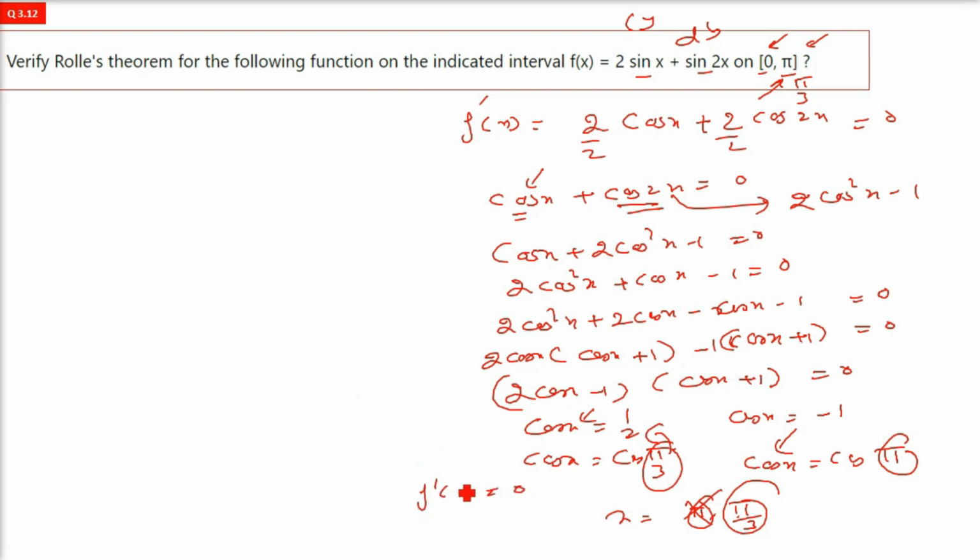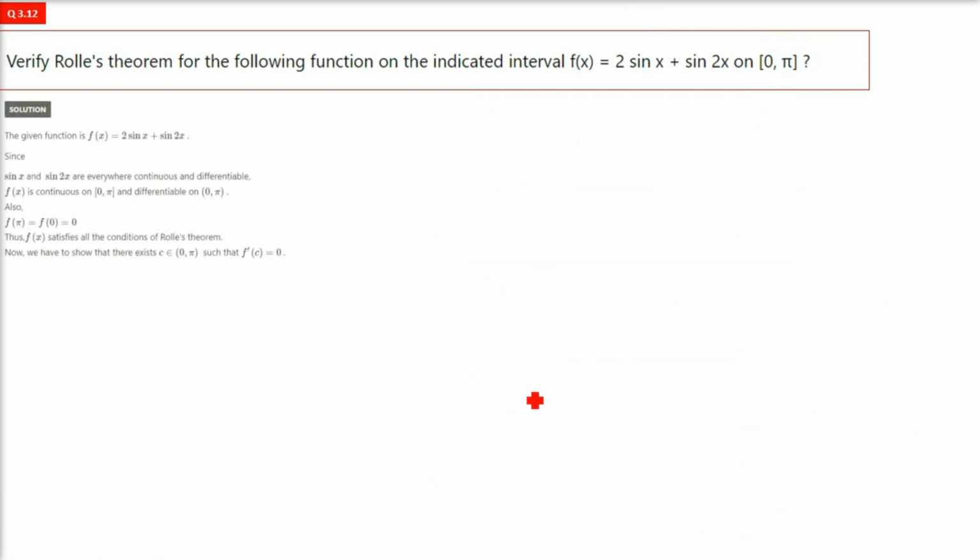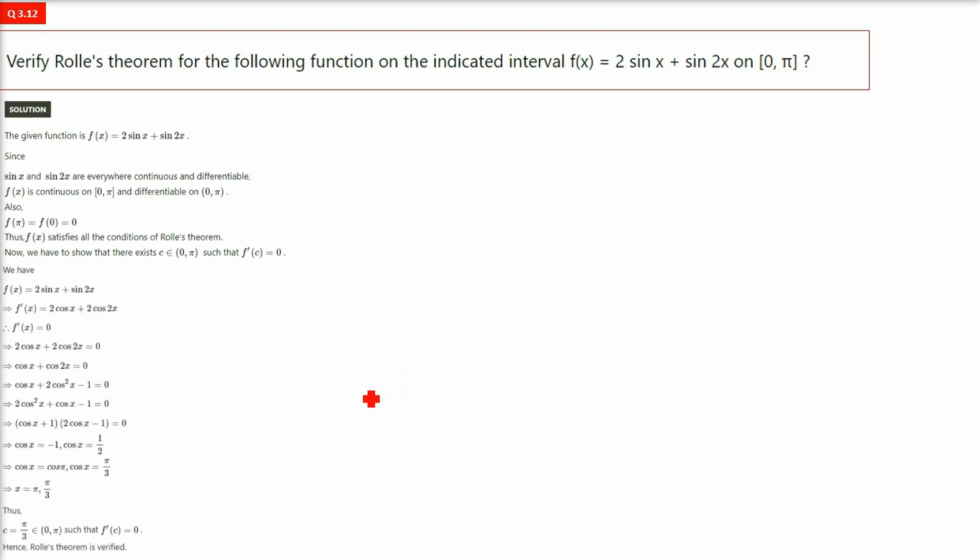So you can say that f dash c is equal to 0. When we put f dash x equal to 0, c was between 0 and pi, and that value is pi by 3, which is nothing but 60 degrees. Again, the reference and the solution are provided to you. You can have a look, and this is the way you are going to write it.